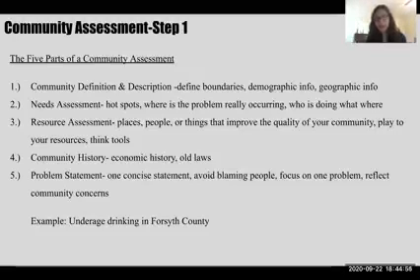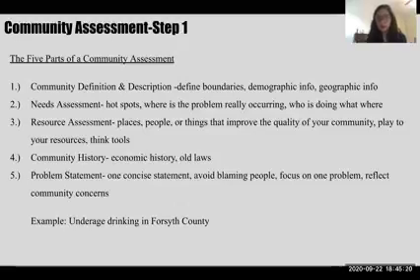Needs assessment, you're going to look at your hotspots. Where is my problem occurring? Again, who is doing what where? Your hotspots can be the parking lots of a certain mall. It can be a certain high school or a certain middle school. Your resource assessment, again, think of your toolbox. You're going to look for places, people, or things that can improve the quality of your community.